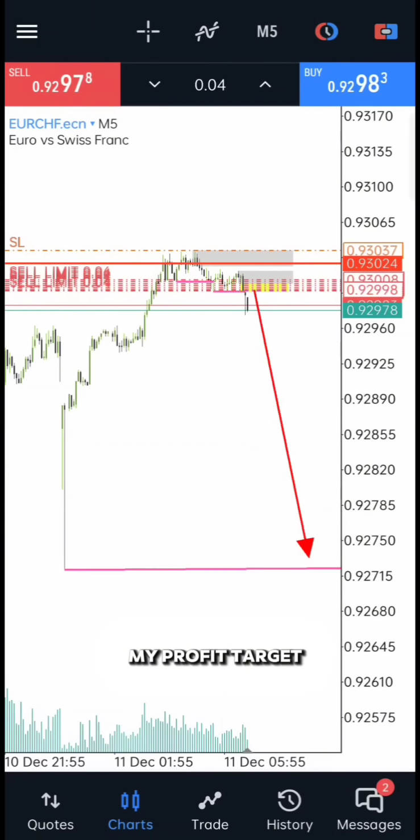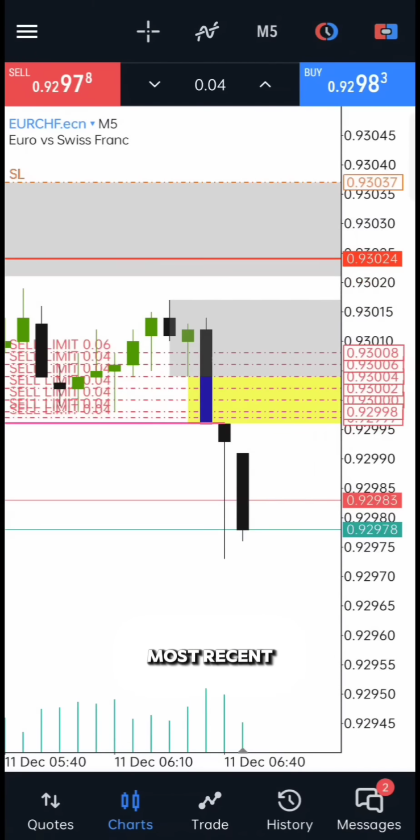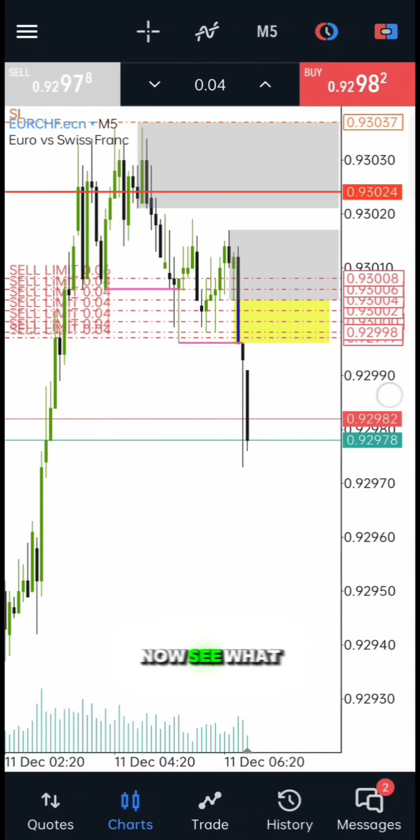And this is my profit target area, based on the most recent liquidity point. Now see what happened next.